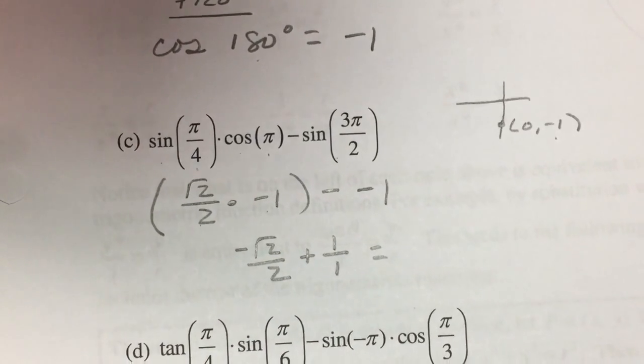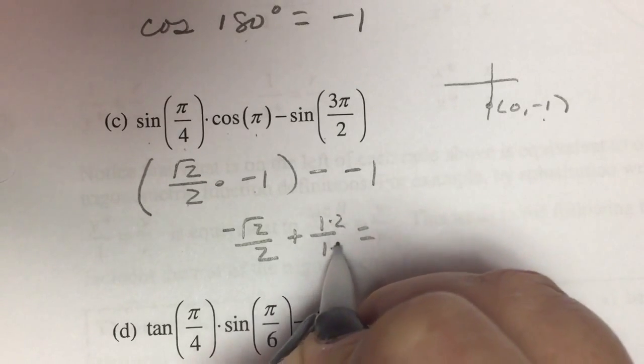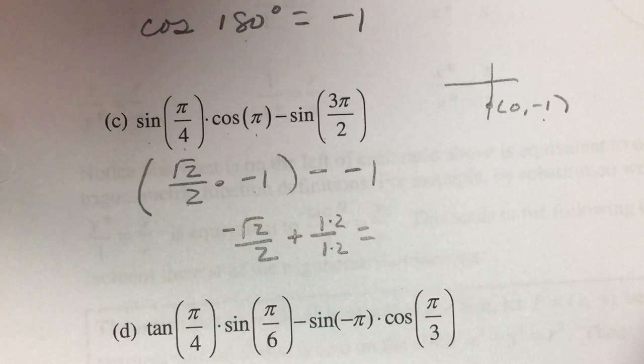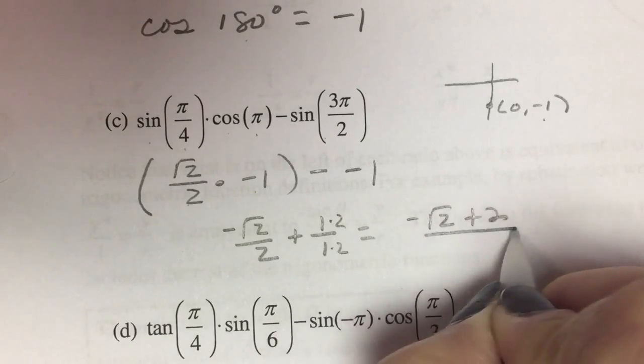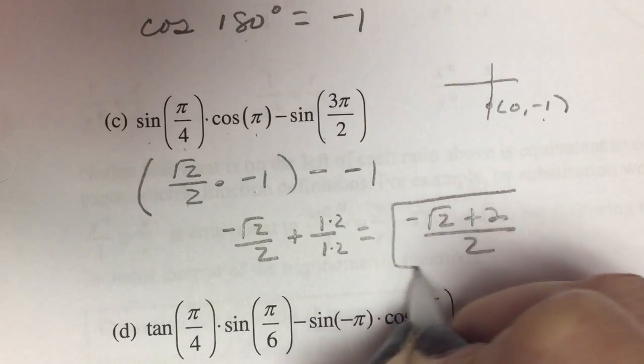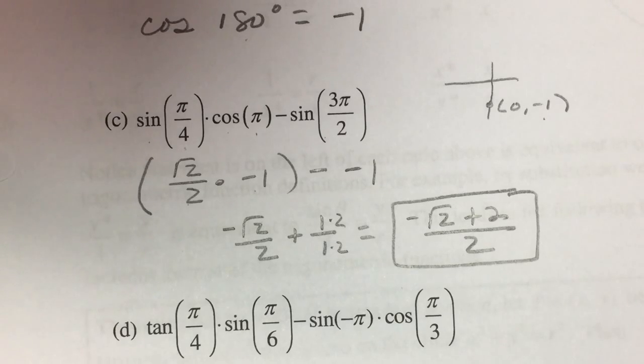Yes, they want you to do the algebra. So we're going to get a common denominator, so top and bottom have to be multiplied by 2 here. So that's going to give me -√2 plus 2 all over 2. Pause this whenever you want.